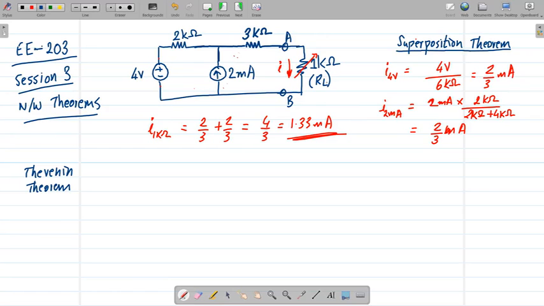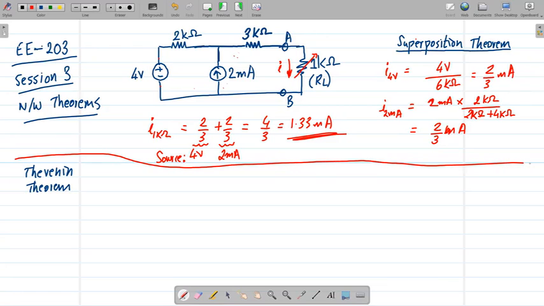So let me make that clear up here. The 2 by 3 over here is due to 4 volts, and the 2 by 3 over here is due to the 2 milliamp source. So for the Thevenin theorem, first I'm going to open circuit the 2 milliamps. If I open circuit the 2 milliamp, then the voltage drop across AB is going to be what? 4 volts, because there is no other place for the voltage to drop. Is this clear? Let me redraw it quickly.